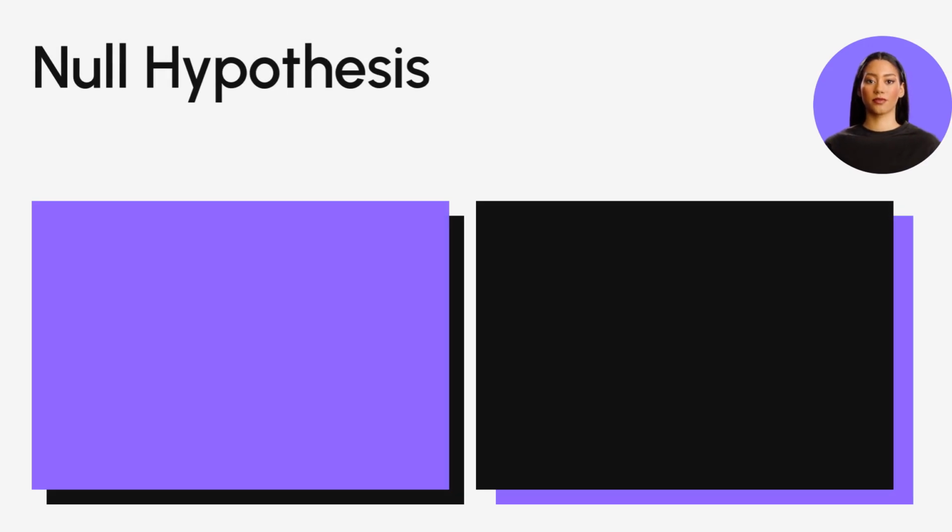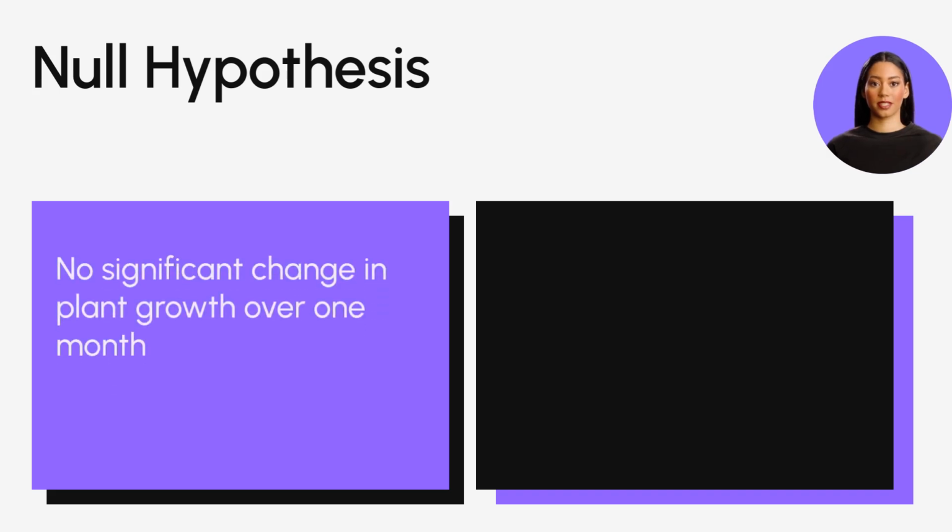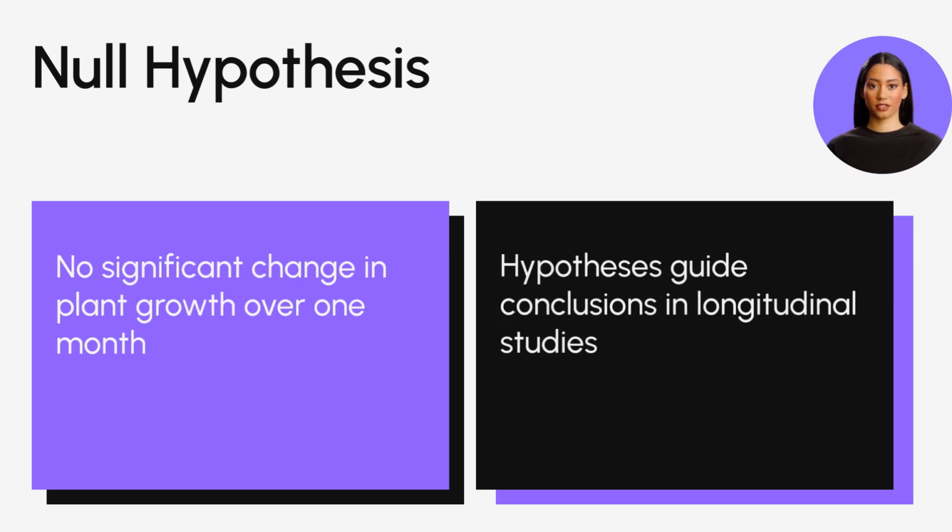For experiments involving change over time, a null hypothesis might state, there is no significant change in plant growth over 1 month. This provides a reference point for assessing changes. Such hypotheses are crucial in longitudinal studies. They help determine if observed changes are due to interventions or natural variation. Testing these hypotheses informs conclusions.